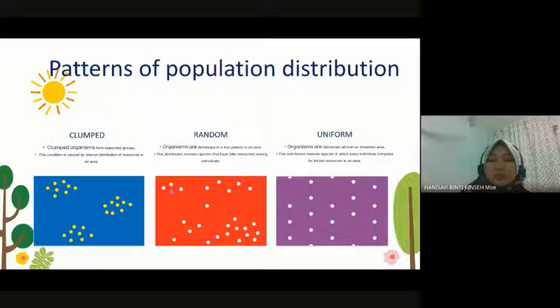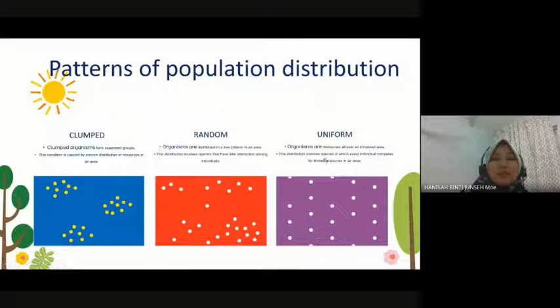For example, the giraffe itself, okay, they tend to live without interaction. Dia tidak bergantung dalam kumpulan, so dia akan pergi sendiri. Alright, uniform. So uniform maksudnya ada pattern yang tersusun. Okay, organisms are distributed all over an inhabited area.